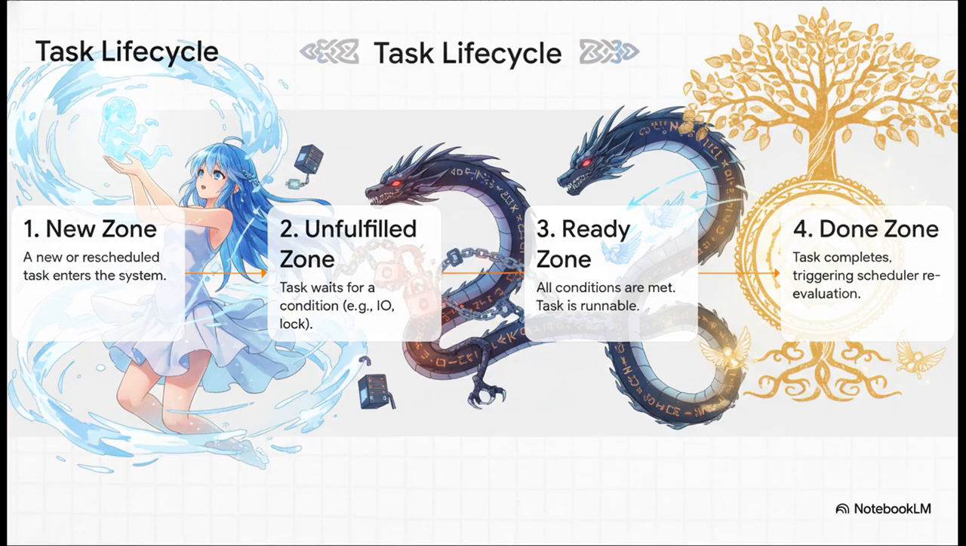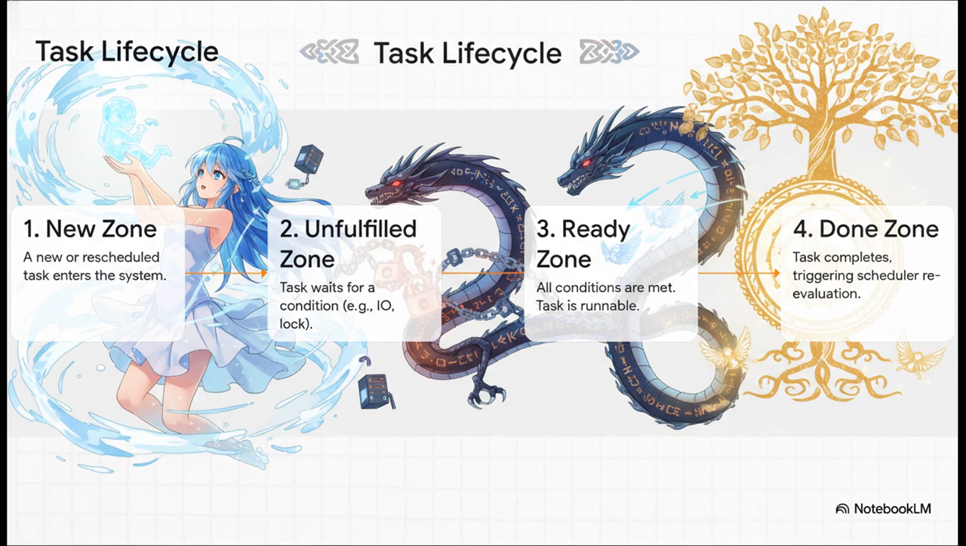If the task is waiting for something, like a network request to finish or a lock to become free, it gets moved to the unfulfilled zone. If it's good to go right now, it jumps straight to ready. As soon as a condition is met for an unfulfilled task, boom, it gets promoted to ready.